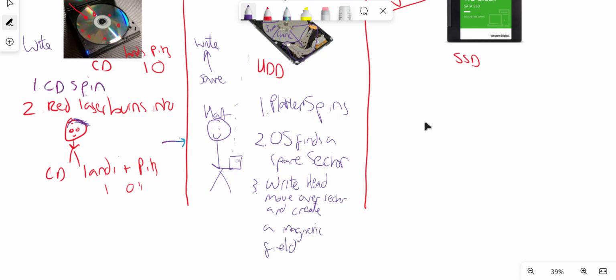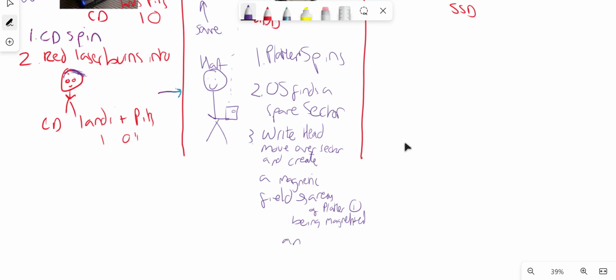So this little arm will go that way and that way and that way and that way over the platter. And it'll be creating a magnetic field. This will lead to areas of the platter being magnetic, so being magnetized, which is like a 1, and demagnetized.